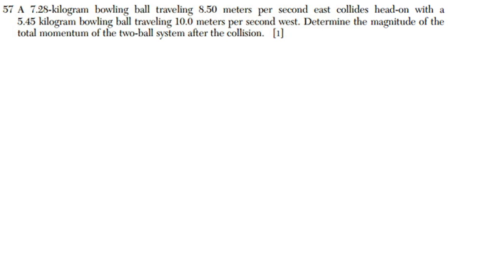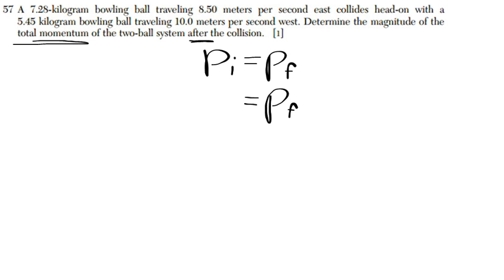When you do these collision problems, generally what we're trying to do is use the conservation of momentum to describe what's going on. Now, the initial momentum is equal to the final momentum, and what are we solving for here? We're looking to determine the magnitude of the total momentum of the system after the collision. So how do we do that? Well, we're solving for Pm. Notice, we're not solving for the mass or the velocity or anything like that. We just want the total momentum of the system.